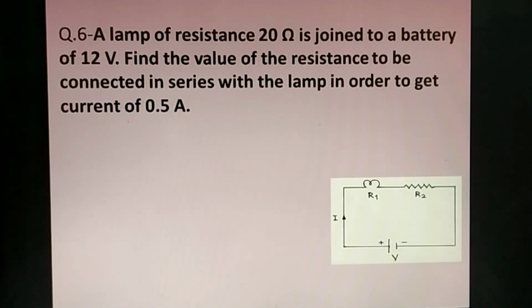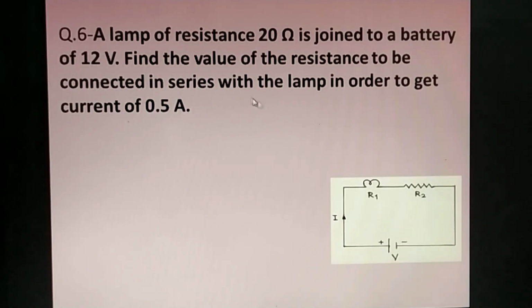Next question. A lamp of resistance 20 ohm is joined to a battery of 12 volt. Find the value of resistance to be connected in series with the lamp in order to get current of 0.5 ampere. Means एक lamp है जिसका resistance given है. You can also see in the circuit diagram. एक lamp है जिसका resistance given है 20 ohm is joined with a battery of 12 volt. Then find the value of the resistance to be connected in series.